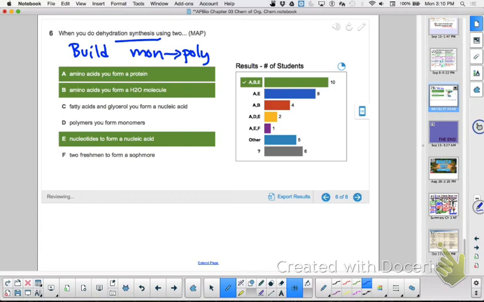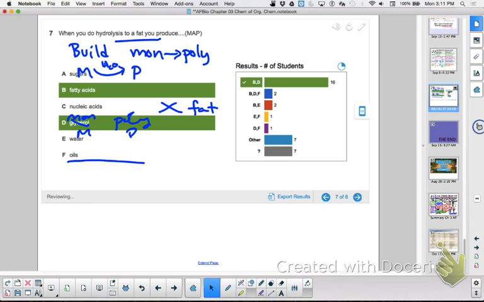Do amino acids build proteins? Yes, that's a monomer. This is your monomer, and this is your polymer. Amino acids, and do you form a water molecule? Yes, because in the process, I've got to remove a water molecule to make them want to be together. Fatty acids and glycerol will form a nucleic acid? No. What would I form? Lipids, specifically a fat. Polymers, you form monomers? No, it's backwards. Mono to poly. Nucleotides to form? Yes, that's a monomer, that's the polymer. My bad.